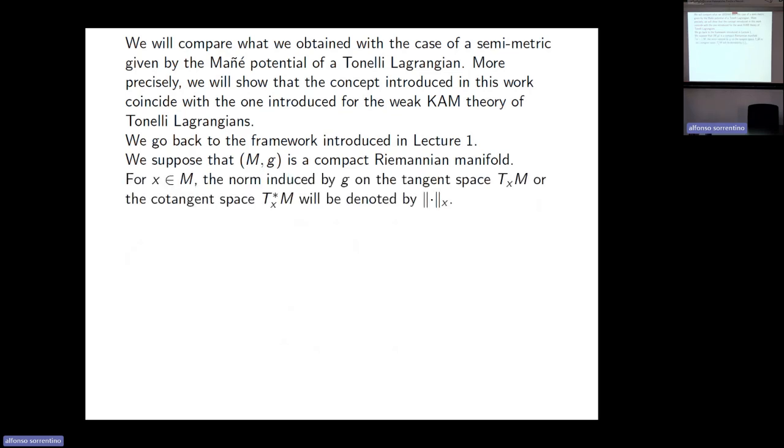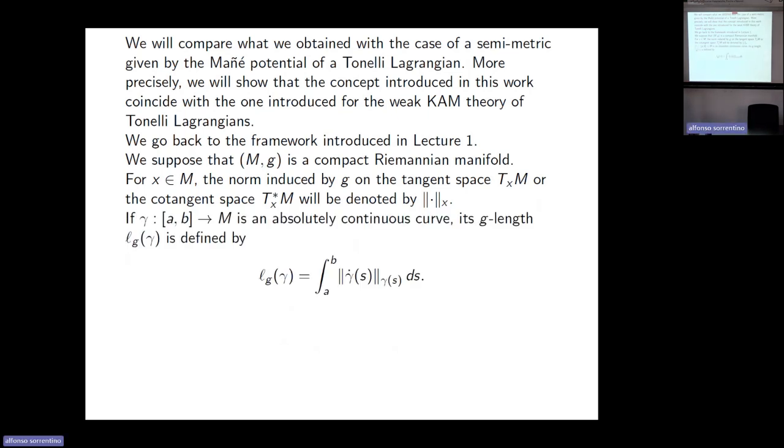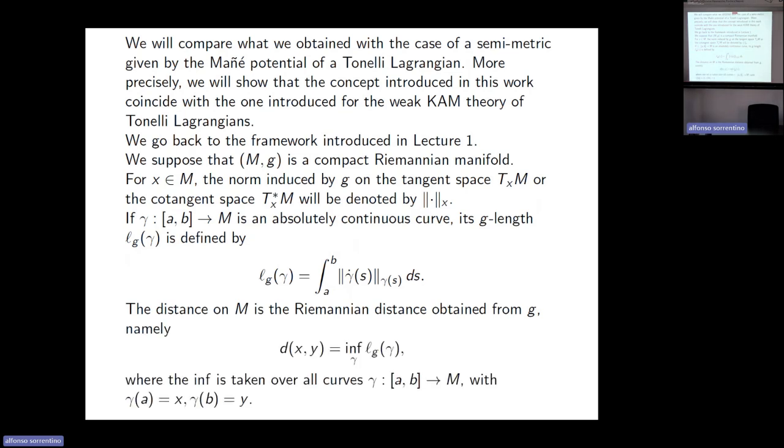Let me go back a little bit to the framework I introduced at the beginning of lecture 1 to motivate weak KM theory on metric spaces. We suppose that (M, g) is a compact Riemannian manifold. We denoted the norm on the tangent and cotangent space at some x by the norm at x. For an absolutely continuous curve, the length is obtained by integrating the norm of the speed as usual, and the distance is obtained by minimizing the length of curves joining the points.